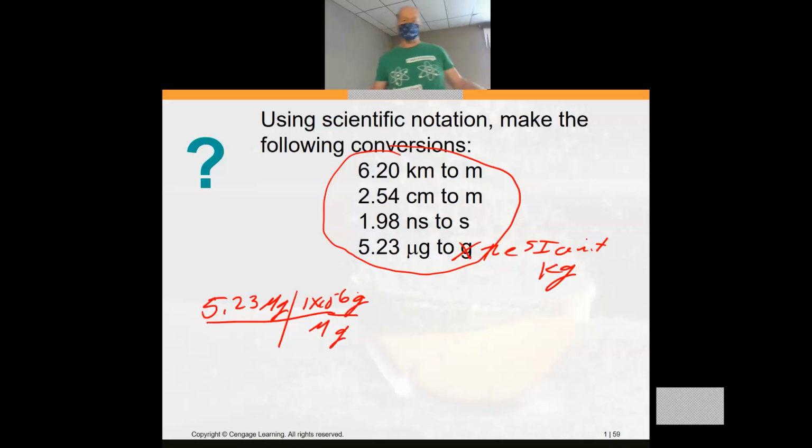Back to that chart. We had nano was minus 9. We have pico that's minus 12. We have centi that's minus 2. Micro is minus 6. You have to have that memorized. But that's not our final answer.